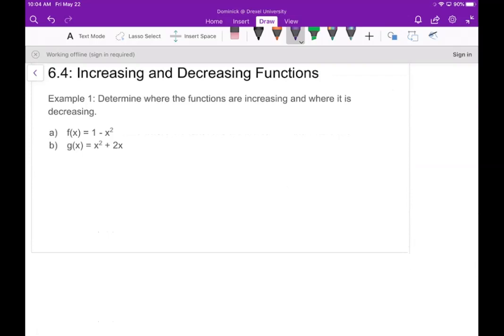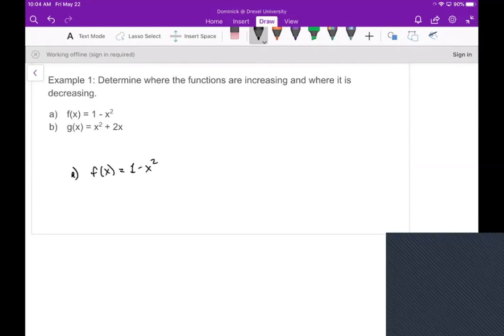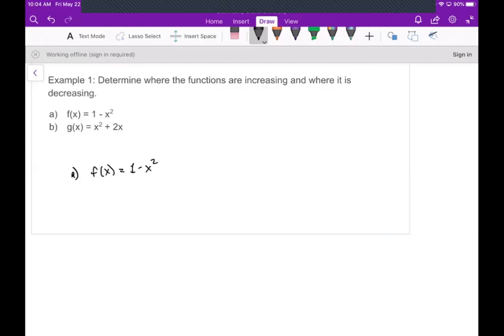To determine where functions are increasing and decreasing, you have two options. You can either use calculus or you can look at the graph. Since we don't know calculus, we'll look at the graph. Now in part A, we have a parabola, and actually in part B, we do as well. We see that f of x is 1 minus x squared. So let's plot a couple points.